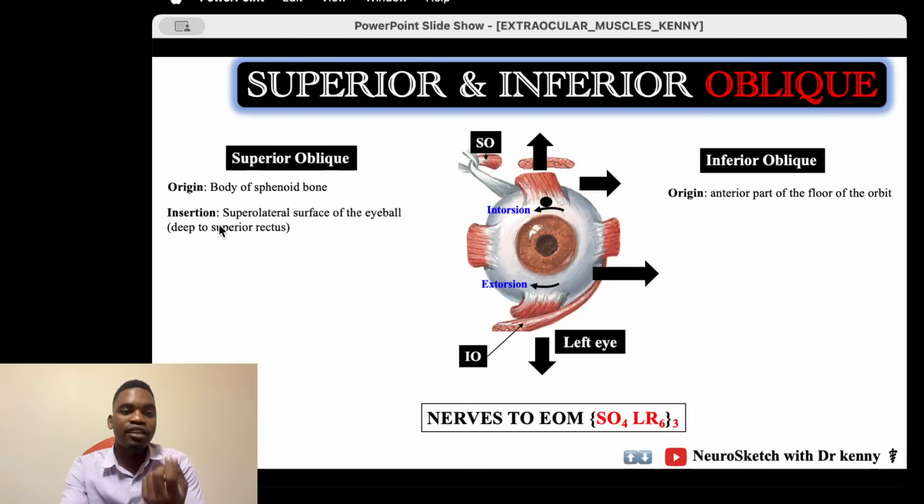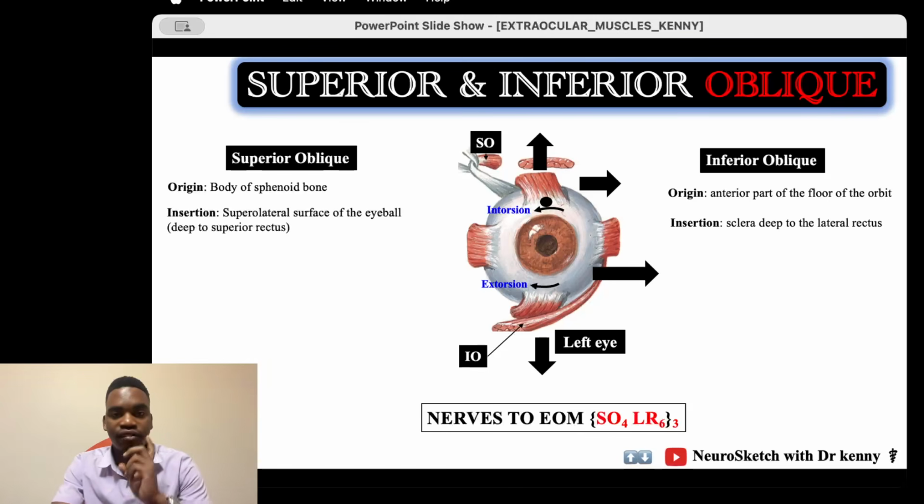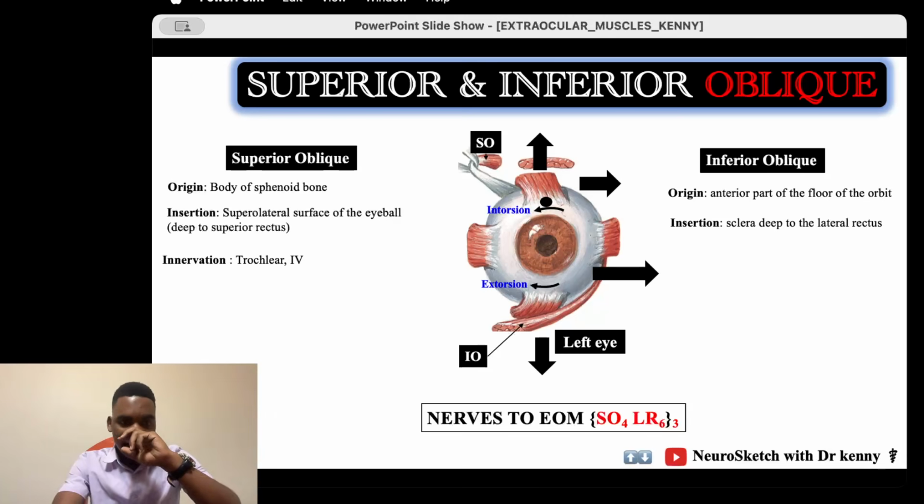aspect. And then the insertion of the superior oblique, we have said it is deep within the superior rectus muscle, on the superolateral surface of the eyeball, whereas the insertion of the inferior oblique is deep to the lateral rectus on the inferolateral aspect.